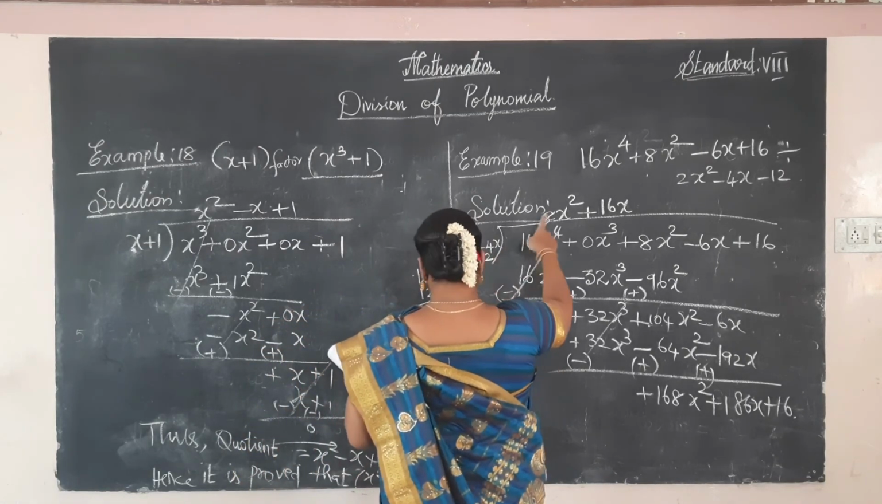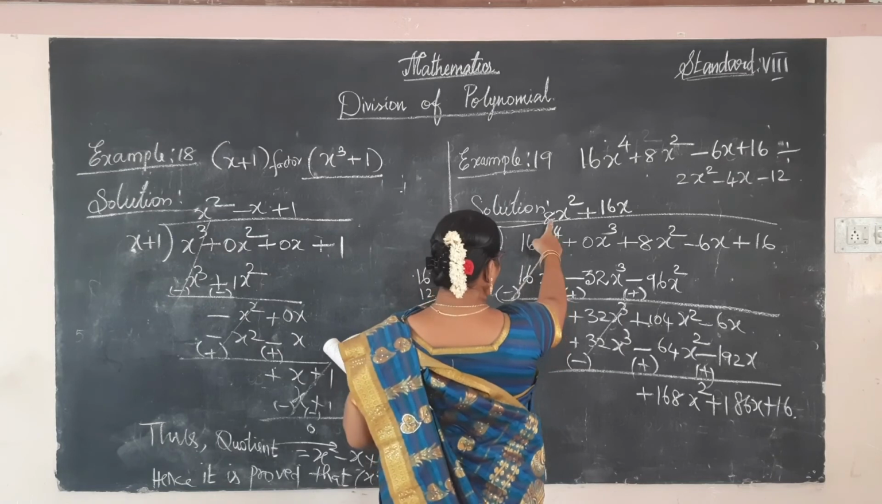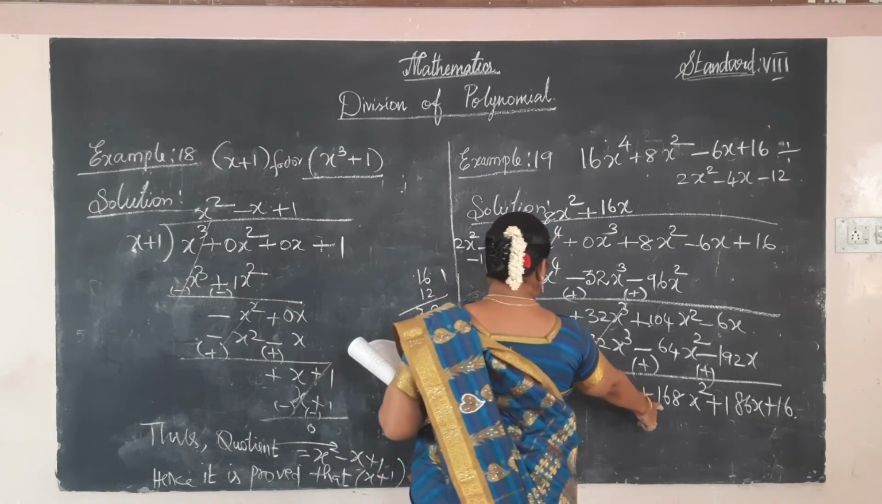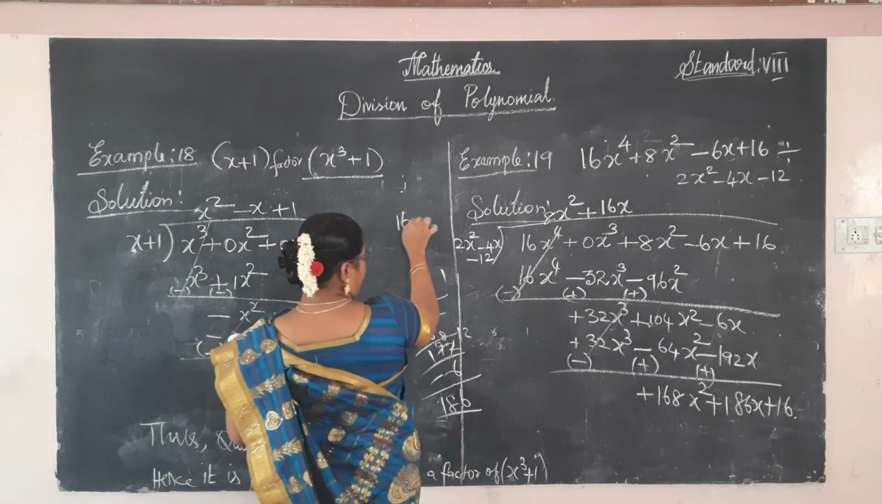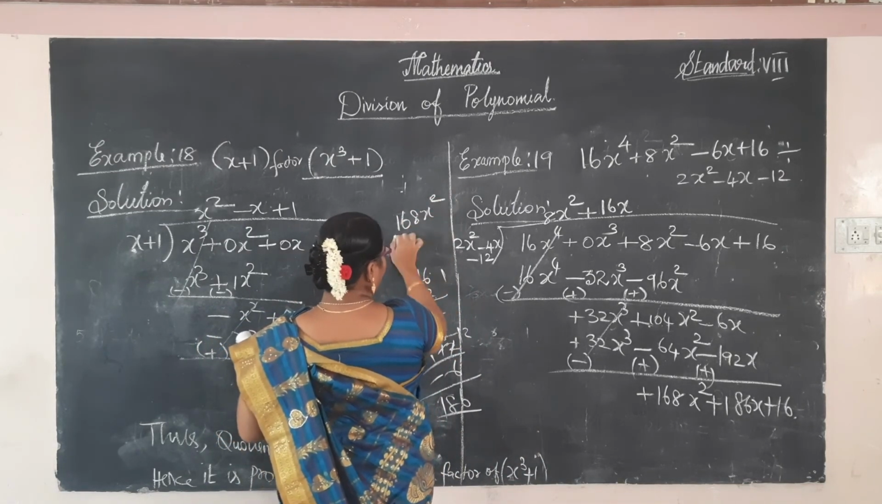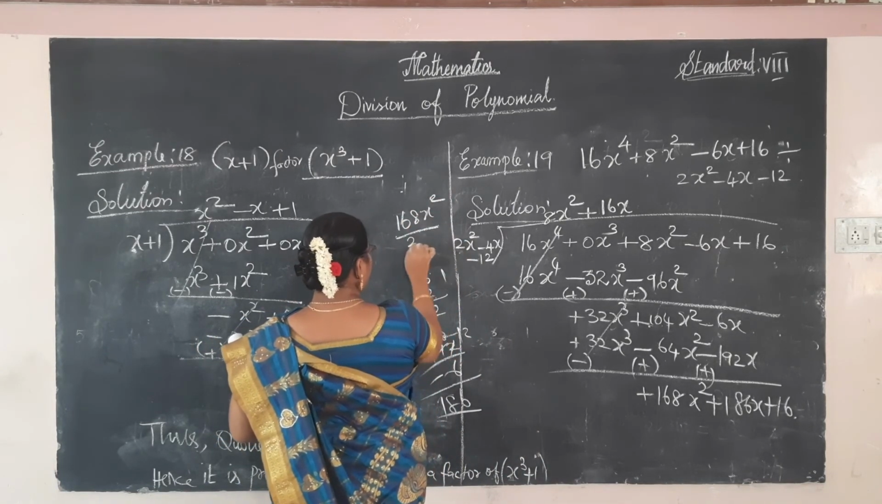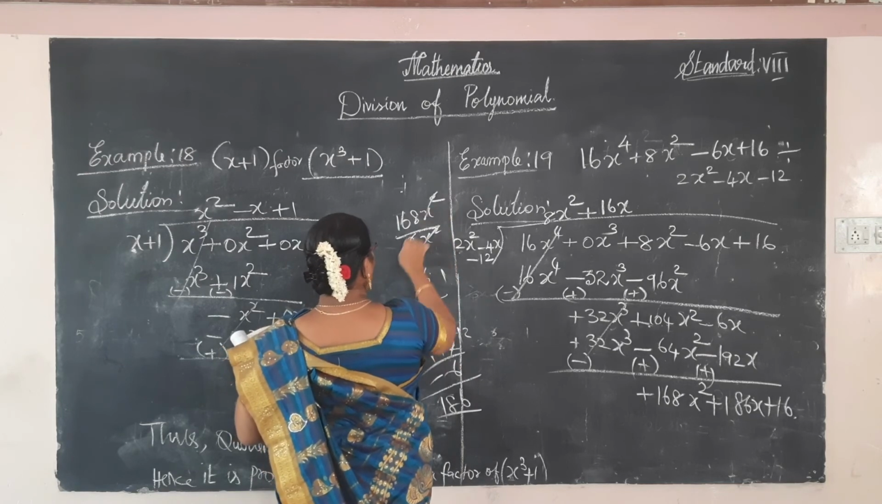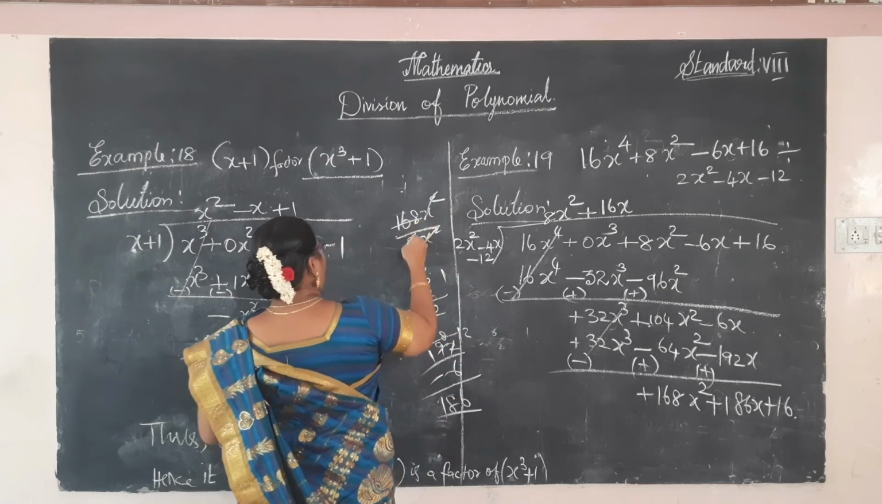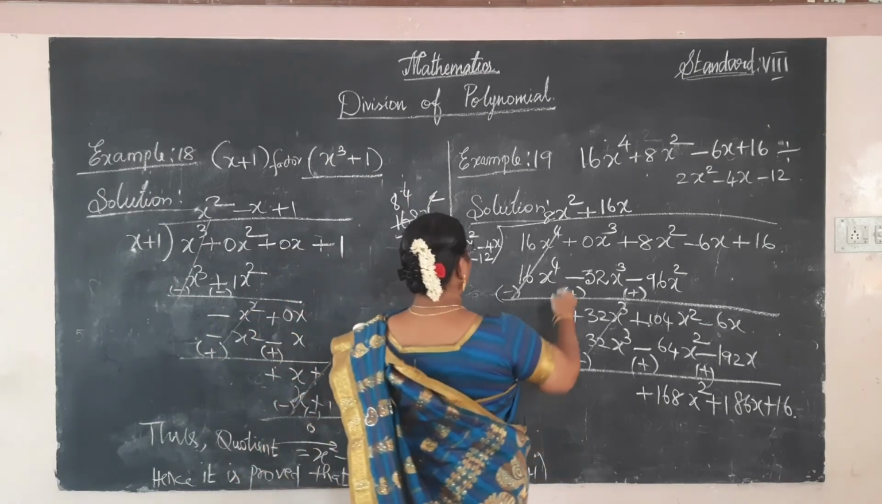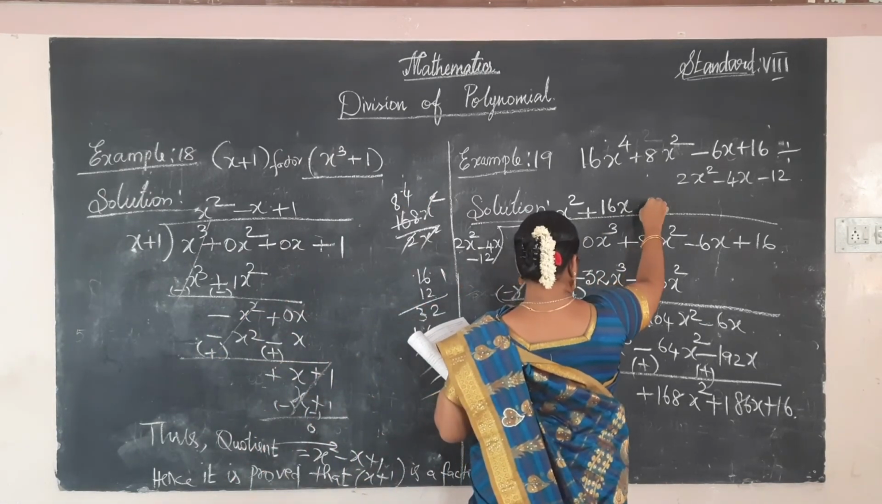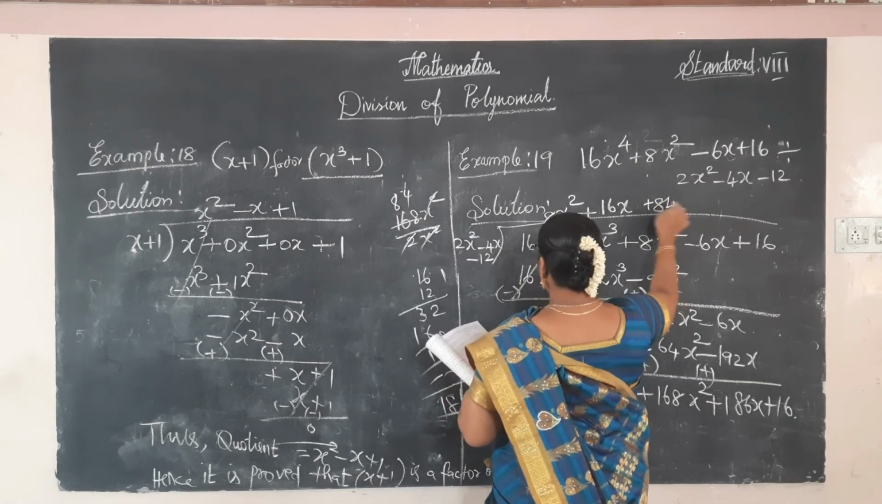Now multiply each term. First find the quotient. 168x^2 divided by the first term of the divisor, 2x^2. This term will be cancelled. How many times is possible? 84. So plus 84. Multiply each term.